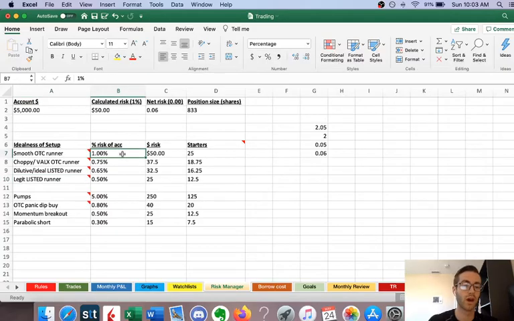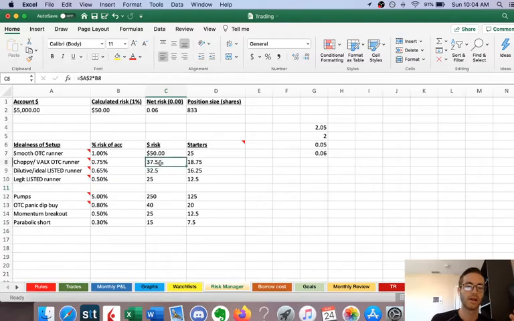On a smooth OTC runner, I am fully comfortable risking 1%, right? So if I had a $5,000 account, I would happily risk $50. If it was more of a choppy OTC runner, I'm risking 0.75%, so I'd only risk $37, and I'd round it to $40. With a dilutive listed or NASDAQ runner, again, they're not as much my favorite as OTC, so I'd probably risk $33 here. And for a legit listed runner, I'm only risking 0.5%, so it'd be $25.